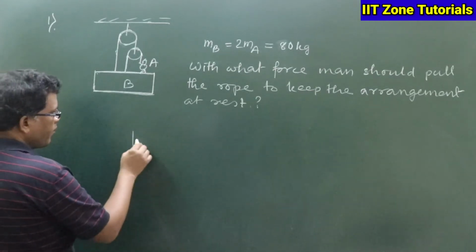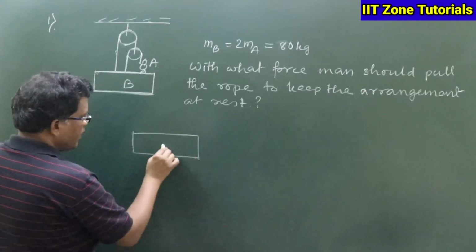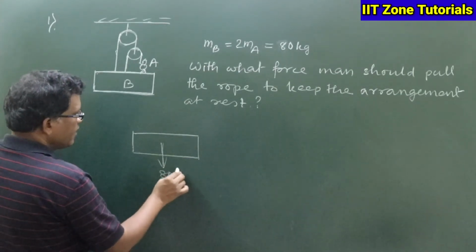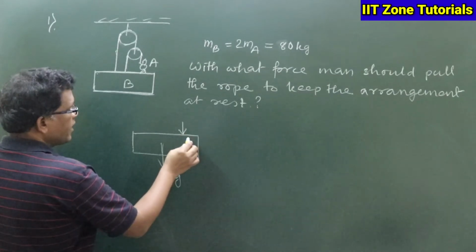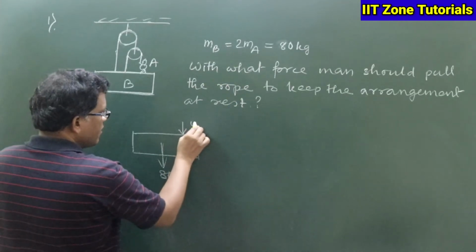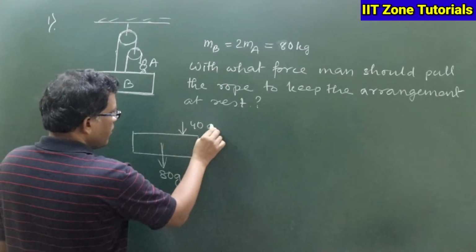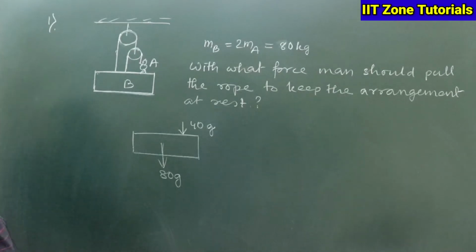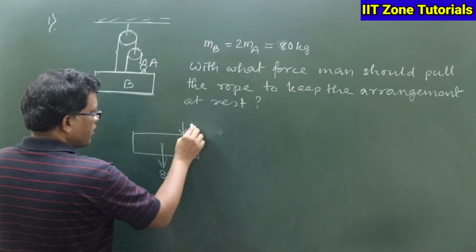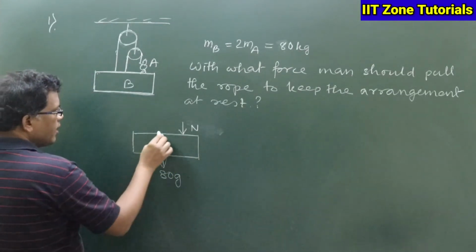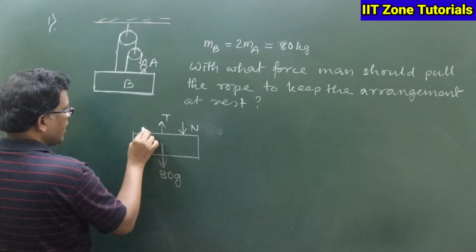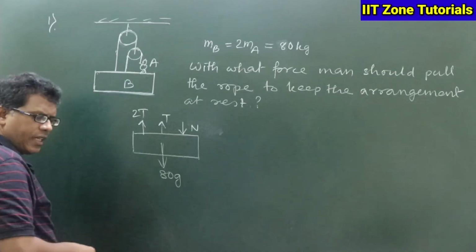Here, if we do the free body diagram, this is the block B, so its weight as per the given data is 80 kg, that means 80 g. Weight of the man should act in the downward direction, that is 40 g. No, we should not consider it as 40 g. Let it be the contact force N. Then there will be one tension force T and another one will be 2T. How are we considering it?